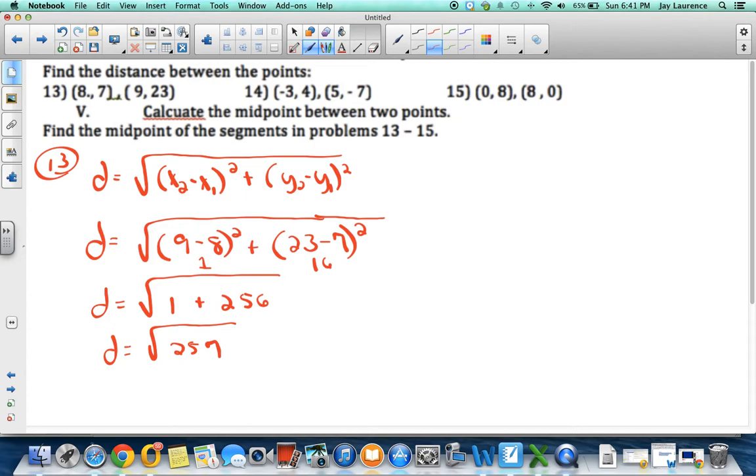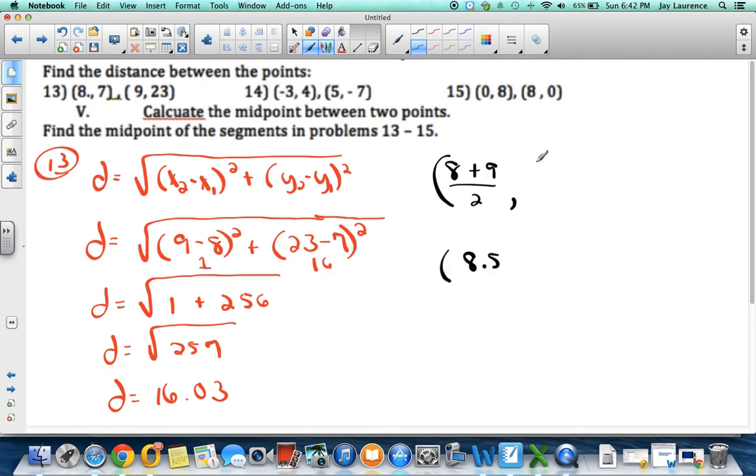Well, that answer is going to be just a smidgen above 16. In fact, rounded to the nearest tenth, it might even be 16. But I'll round to the nearest hundredth just so you can see it's not actually 16 on the nose. So 257, and it's going to be 16 and 3/100ths. Now while I'm here, I'm going to go ahead and do the midpoint. I'm just going to go ahead and average the x's, so 8 plus 9 divided by 2, which is going to be 8.5, because 8 plus 9 is 17, half of 17 is 8.5.